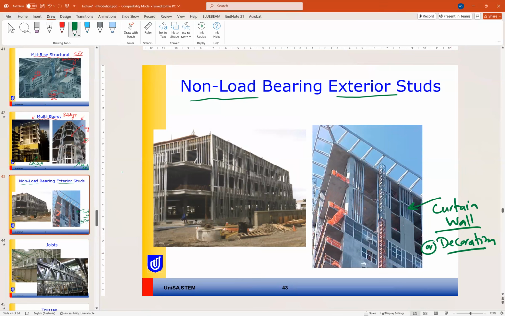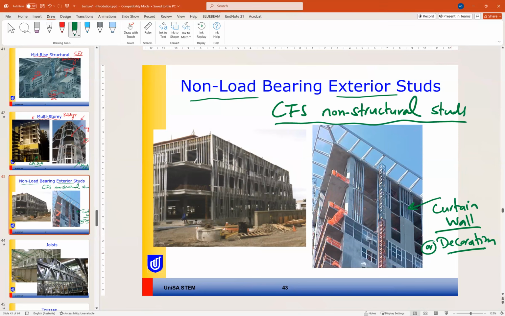So in some cases, we have cold formed steel non-structural studs, which are not designed to carry load, but just there to support or for architectural or decoration purposes.